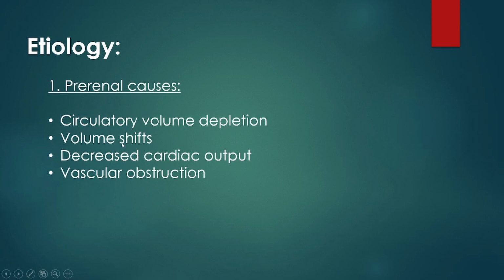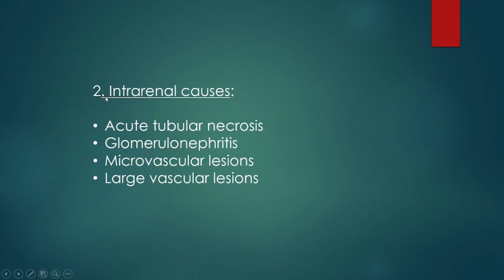Next, volume shift, for example, vasodilation or gram-negative sepsis or third space sequestration of fluid. Then decreased cardiac output. During cardiac pump failure or cardiac tamponade or acute pulmonary embolism, there will be a decrease in the cardiac output. Then vascular obstruction. Bilateral renal artery occlusion or dissecting aneurysm causes vascular obstruction. These are all the main pre-renal causes.